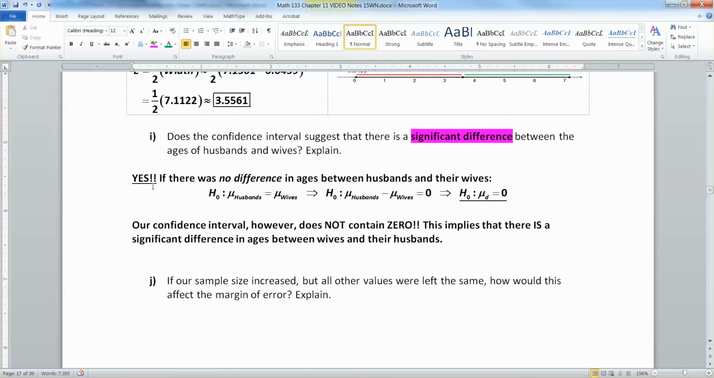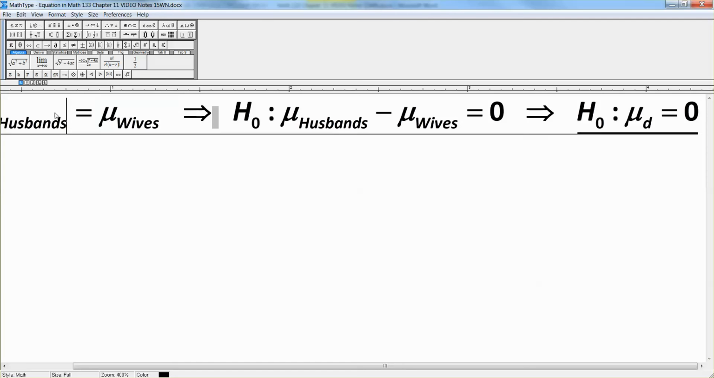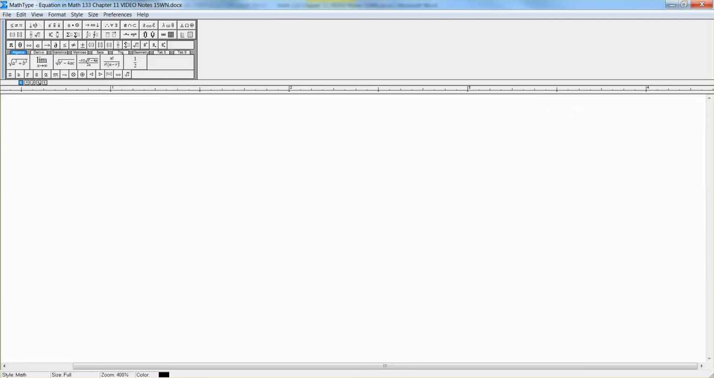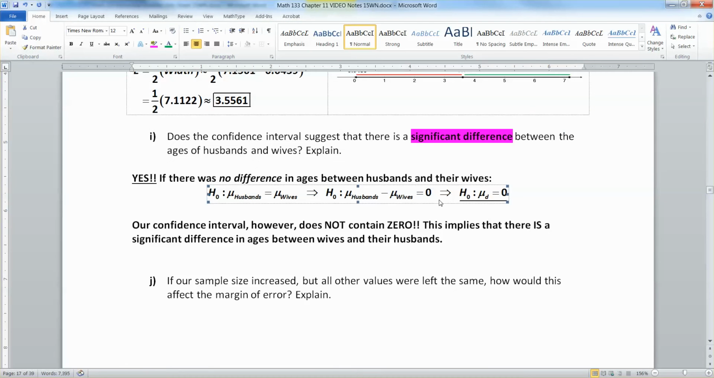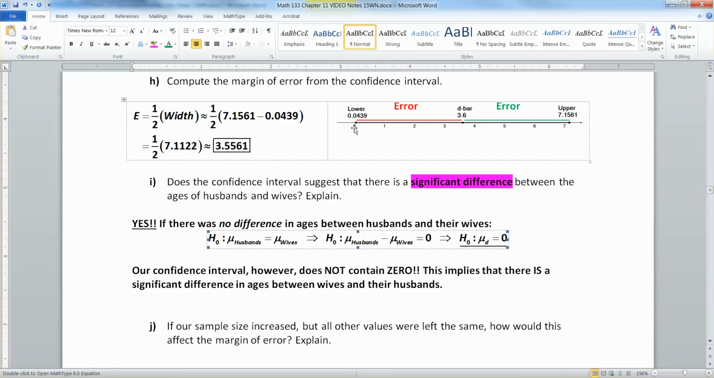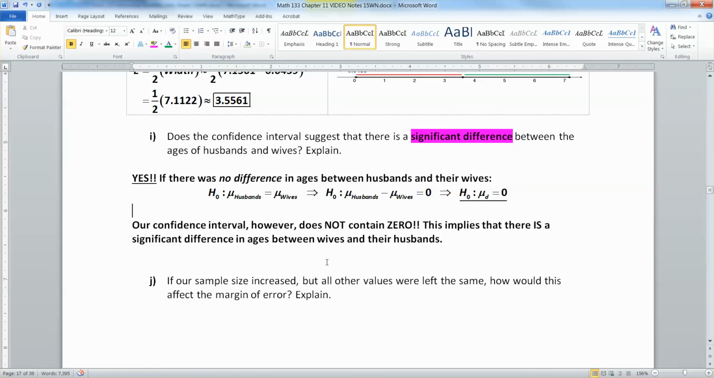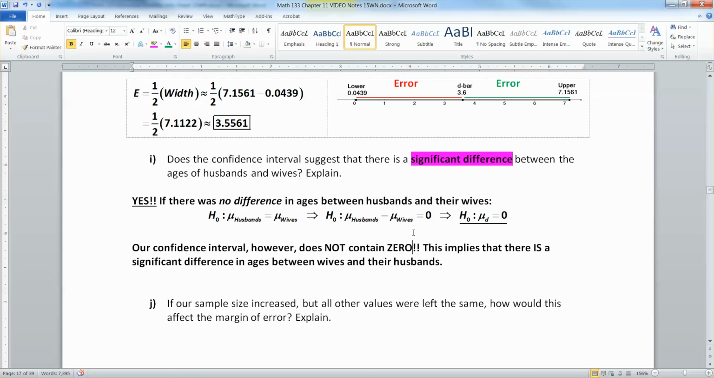If there's no difference between the two groups, then when you subtract them, if husbands and wives are the same, then when you subtract them, you would have the same value. So, these are married couples, how about 25 take away 25? That should be 0, right? They'd be the same age. So the null hypothesis is that they're equal to 0 when you subtract, that the difference is equal to 0. Well, 0 is not in your confidence interval. 0 is just a little bit outside your confidence interval. Your confidence interval ends at 0.04. Since our confidence interval does not contain zero, this implies that there is a significant difference in the ages between wives and their husbands, or husbands and their wives, either way.